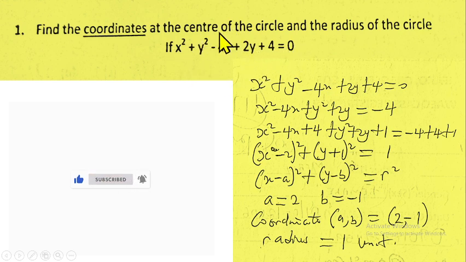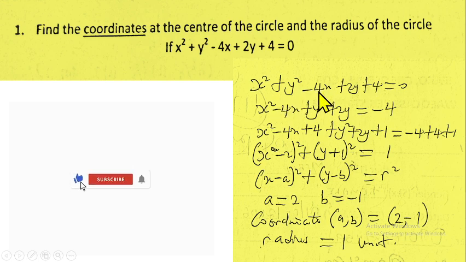If you have been following this video from the beginning, there was an objective question that we solved like this, where we got the coordinates of the center and the radius. So we are still going to follow the same principle here. This is the equation of the circle, and we have to find the coordinates of the center and the radius.